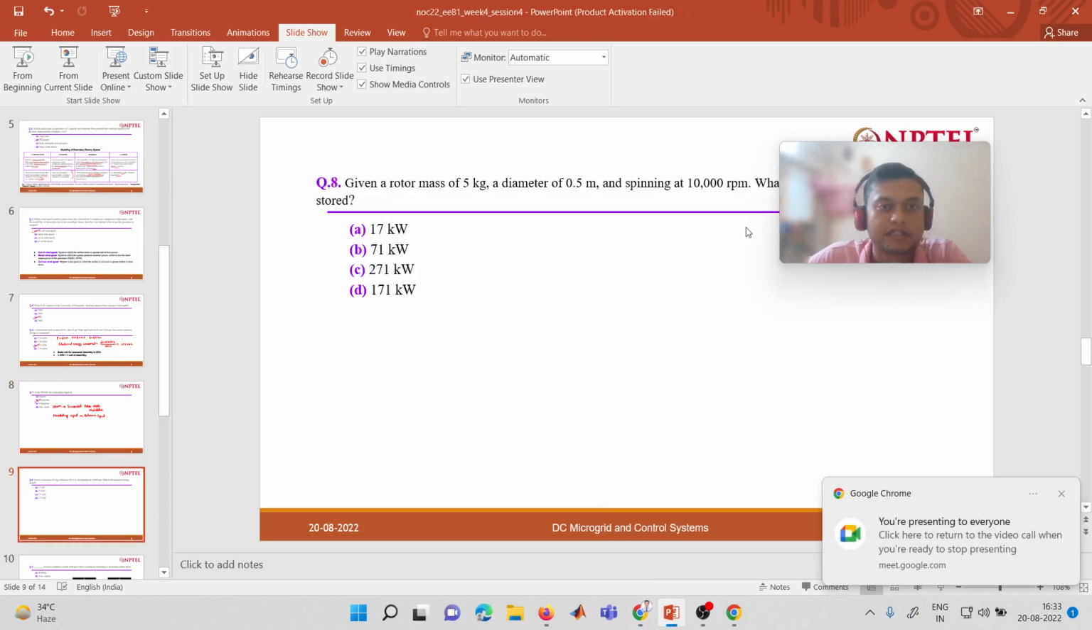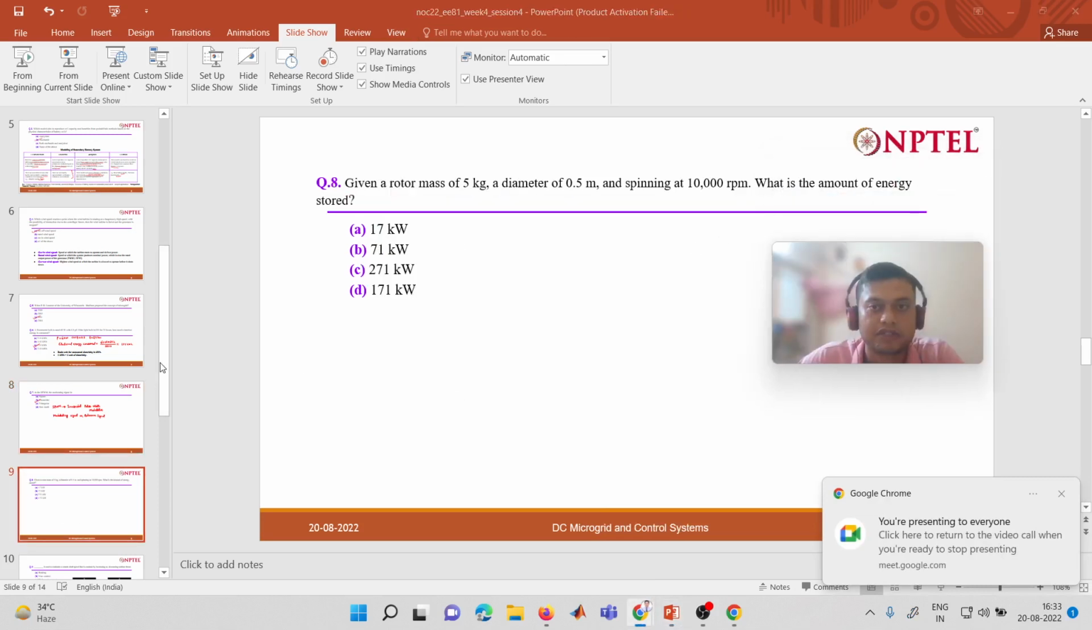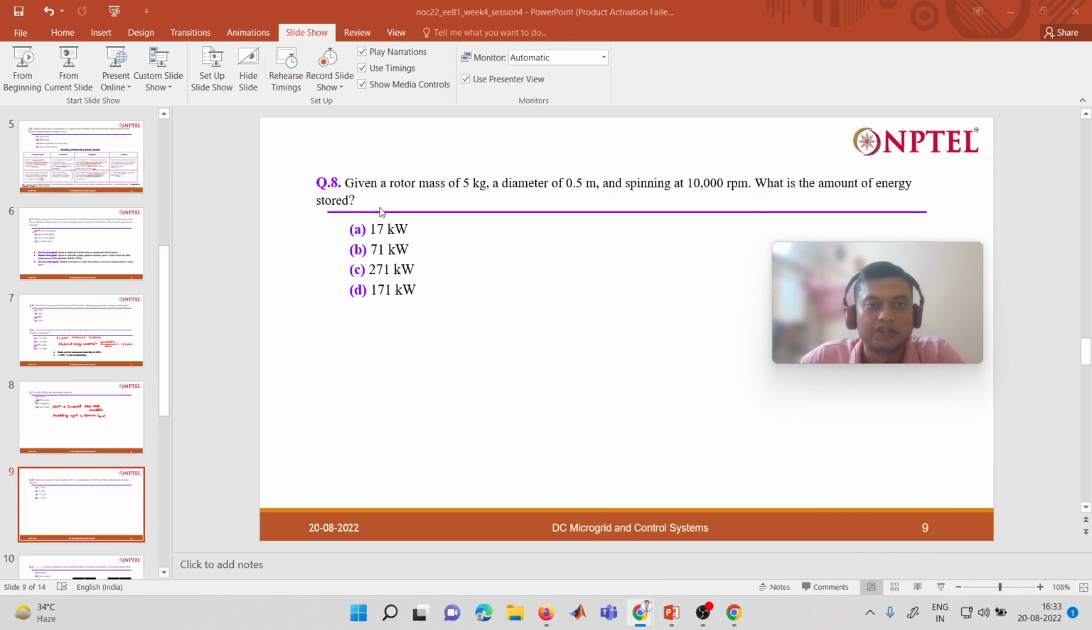Now let us see this 8th number question. This question is a little bit good. Given a rotor mass of 5 kg, a diameter of 0.5 meter, spinning at 10,000 rpm, what is the amount of energy stored? 17 kilowatt, 71 kilowatt, 271 kilowatt, and D option is 171 kilowatt. Please all of you try once, then after 1 or 2 minutes I will solve this question.